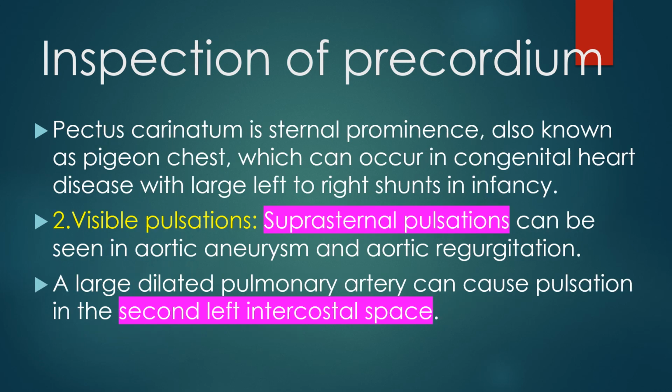Pectus carinatum is sternal prominence, also known as pigeon chest. This can occur in congenital heart diseases with large left-right shunts in infancy. Second, visible pulsations. Suprasternal pulsations can be seen in aortic aneurysm and aortic regurgitation. A large dilated pulmonary artery can cause pulsations in the second left intercostal space.